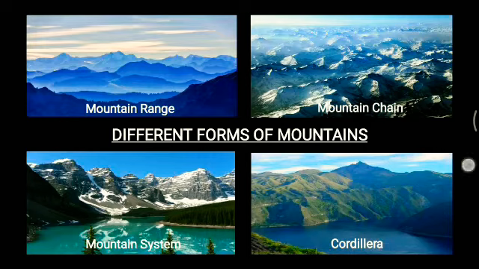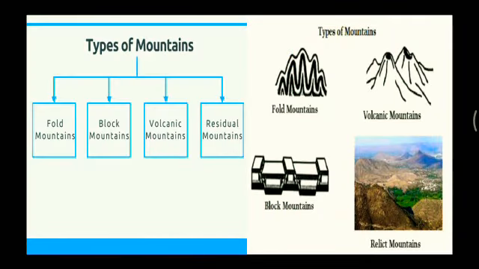Now, based on the mode of formation, mountains are generally classified into the following types. So what are the types? That is fold mountains, block mountains, volcanic mountains and residual mountains. These are the four types of mountains. Alright, now one by one we will discuss.